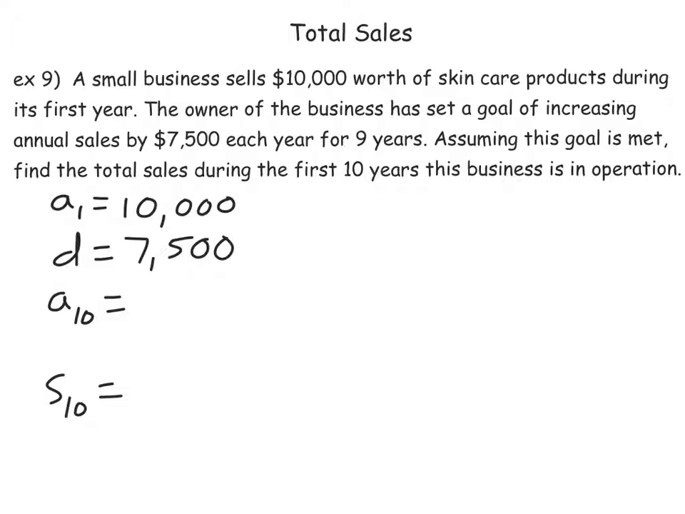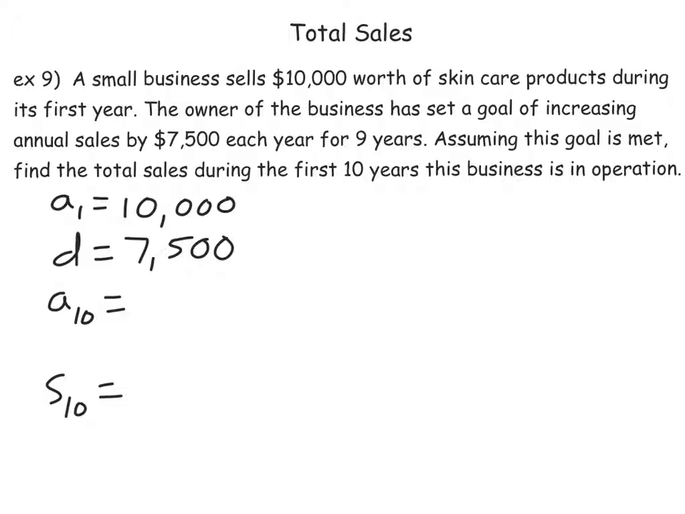This is again a really good place to talk about the difference between these two calculations. A sub 10 is going to be his or her goal. I don't think it says. It just says business owner, whatever. Their goal for sales in year number 10. S sub 10 is all 10 years of sales added together.